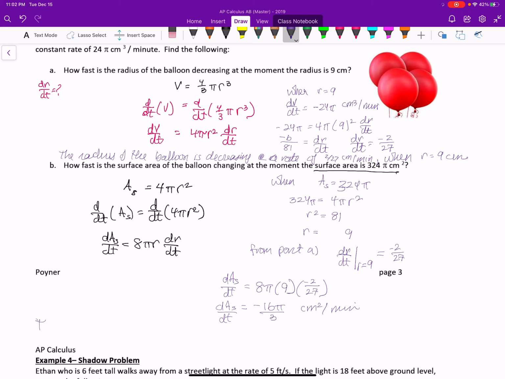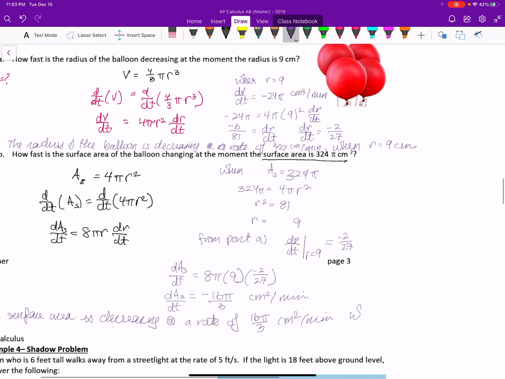So that means the surface area is decreasing at a rate of, now I'm using the word decreasing, so I'm going to write 16 pi over 3 square centimeters per minute. But don't forget to write when, because it's only when the surface area is 324 pi square centimeters. So now we've answered the question asked.